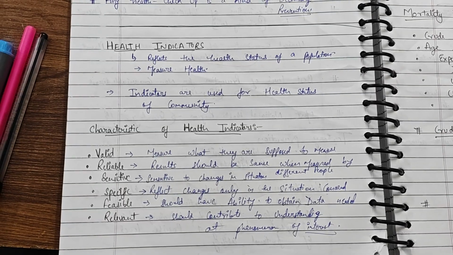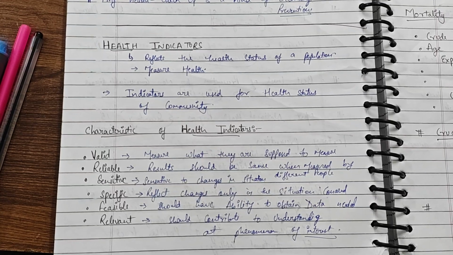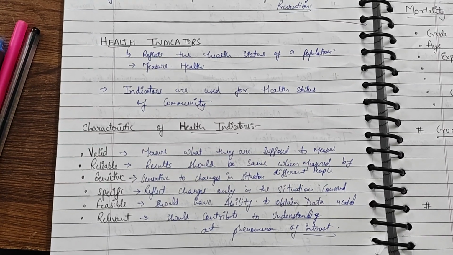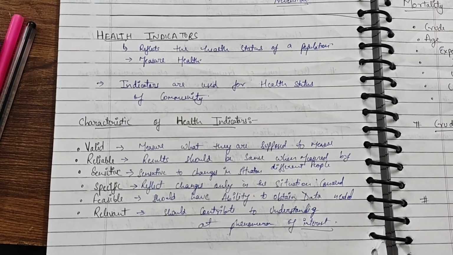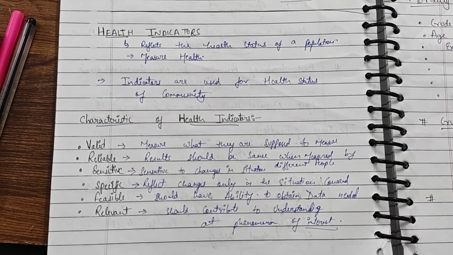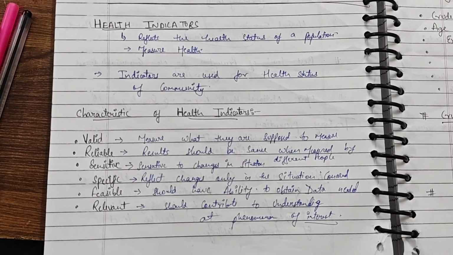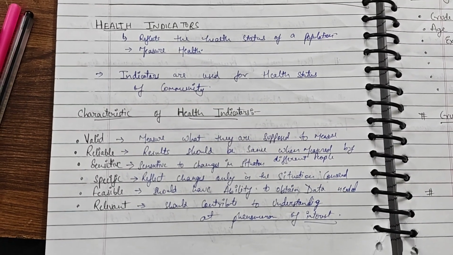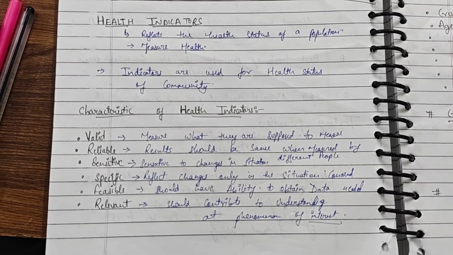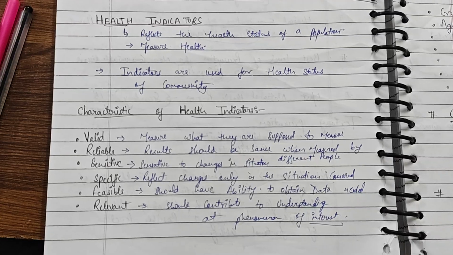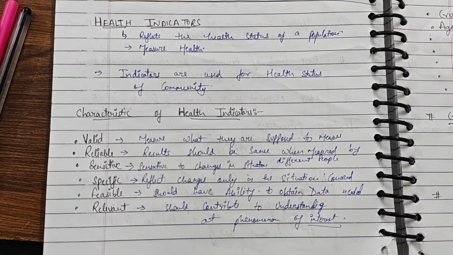So now let's understand the characteristics of health indicators. They should be valid, reliable, sensitive, specific, feasible and relevant. What does it mean? Valid means to measure what they are supposed to measure. Reliable means the result should be the same when measured by different people. Sensitive means it is sensitive to changes in the situation, and specific means it reflects the changes only in the situation concerned.